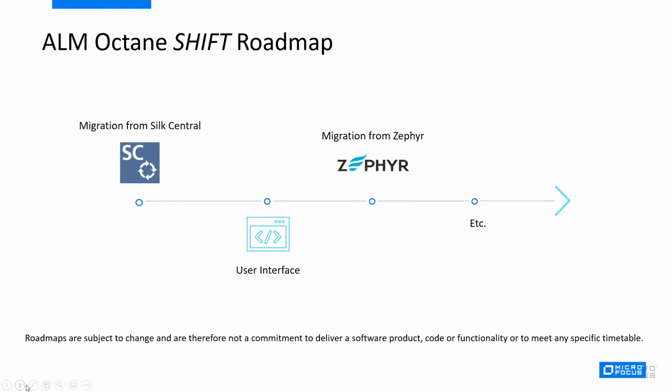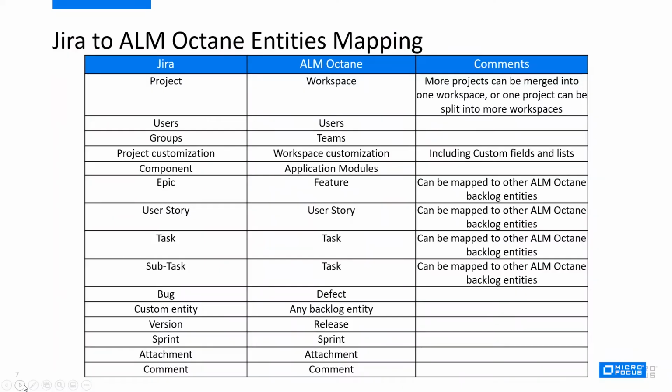Now let's check out the Jira and XRay to ALM Octane mapping. This is the Jira to ALM Octane entities mapping. A project is mapped to an ALM Octane workspace. Users are migrated over as users, groups as teams. The project customization goes over to the workspace customization, and this includes custom fields and lists. Components are migrated over as application modules, and epics are migrated as features.